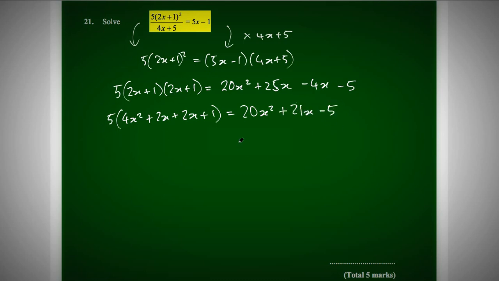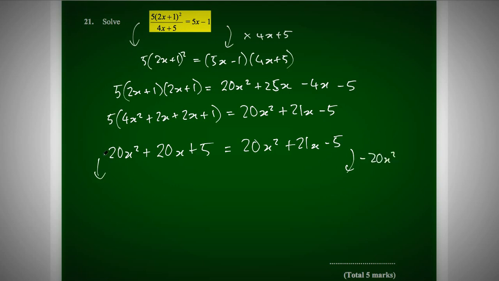I'm going to keep on going with this until I've got a quadratic in x. So 5 times 4x squared is 20x squared. 5 times 2x is 10x. Oh, I should put them together. 2x plus 2x is 4x, which times by 5 is 20x. And 5 times 1 is 5. If I subtract the 20x squared here from both sides, that just leaves me with 20x plus 5 equals 21x minus 5.